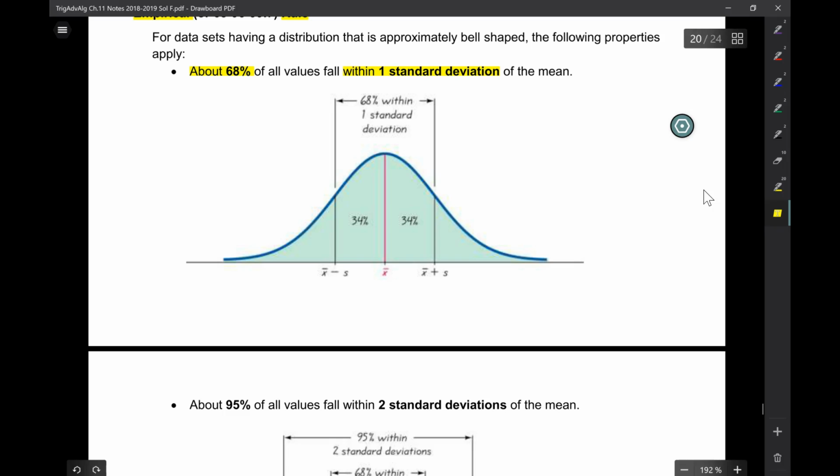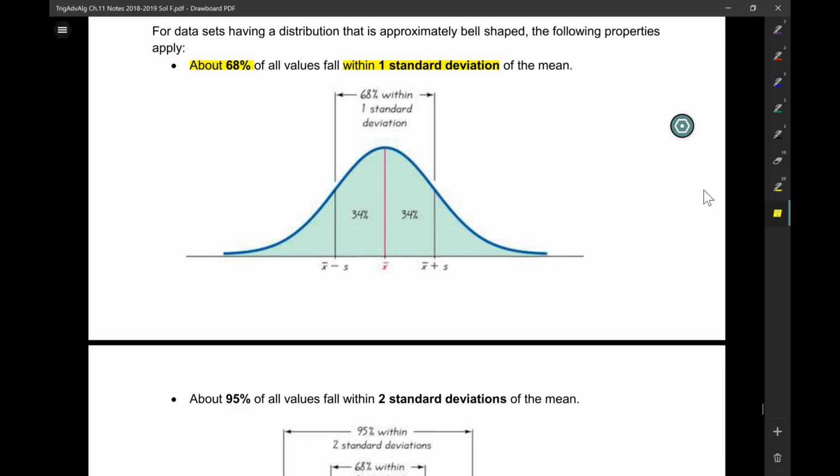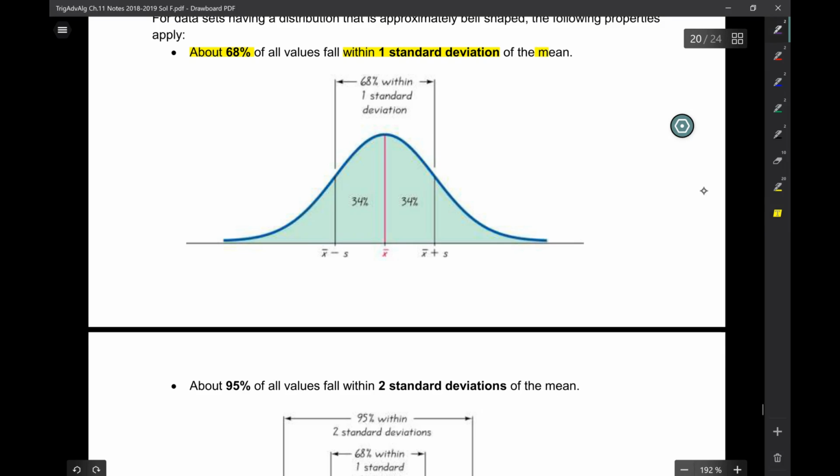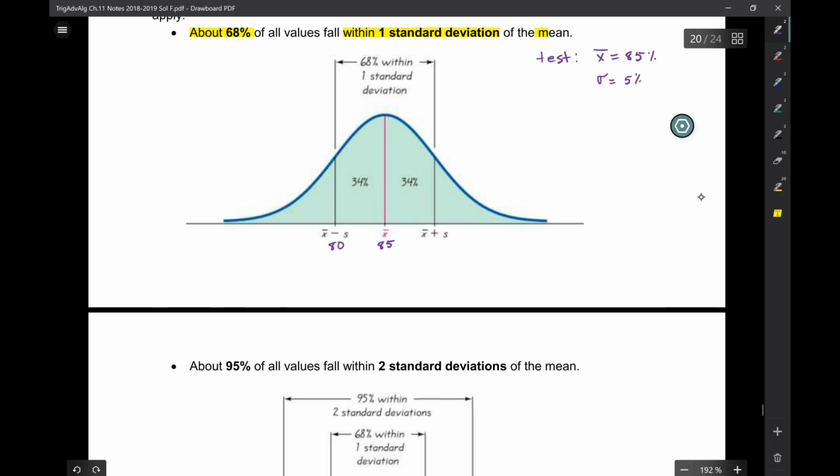If we wanted to do an example, suppose there is a test. The average is, let's make it 85 again. So that's the average, 85. And suppose, to be consistent, our sigma is 5. So this lower number is 80 and this is 90. Now, if 100 students took the test, 68 of them are within this region.